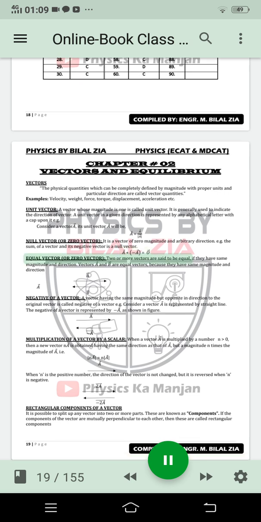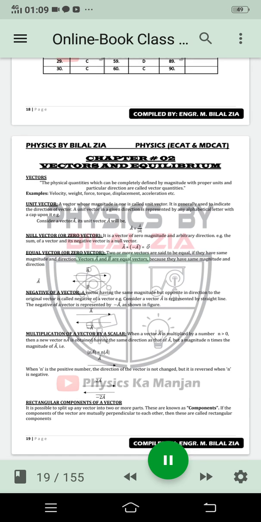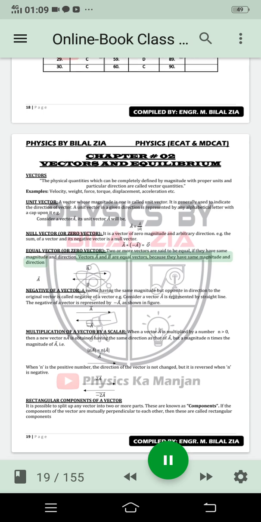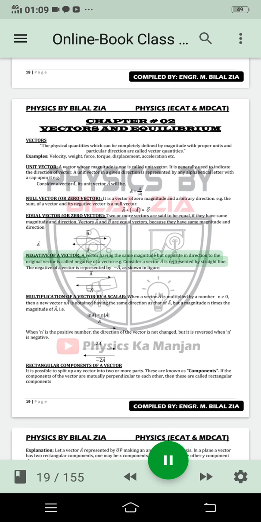Equal vectors. Two or more vectors are said to be equal if they have the same magnitude and direction. Vectors A and B are equal vectors because they have the same magnitude and direction.